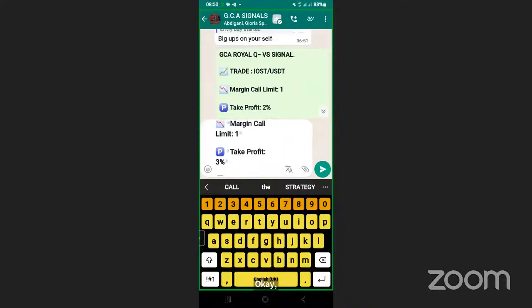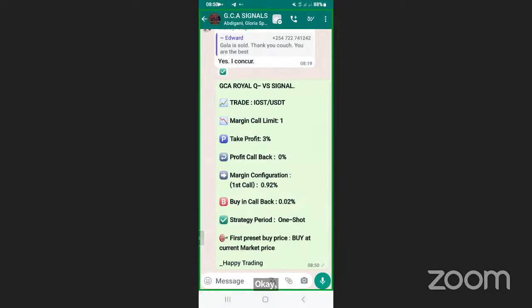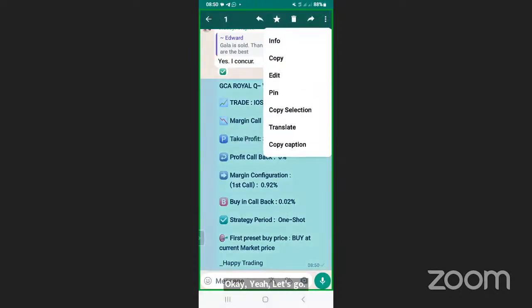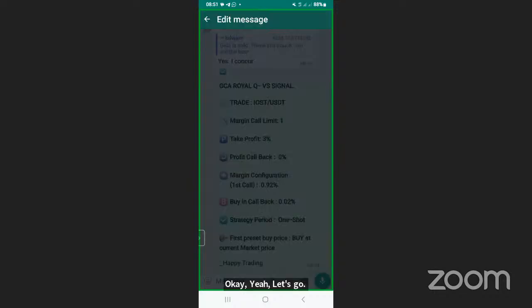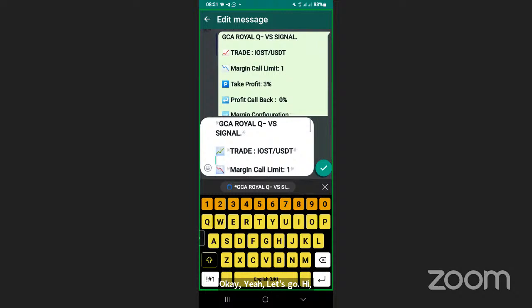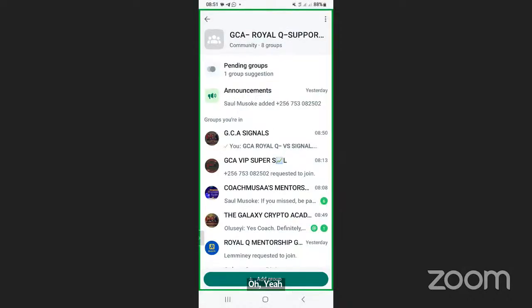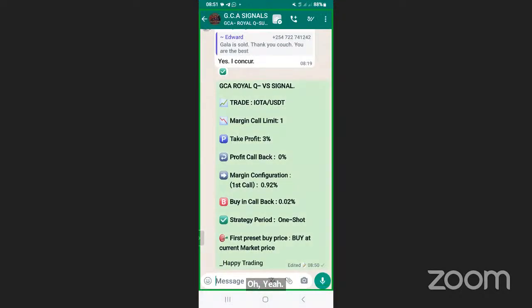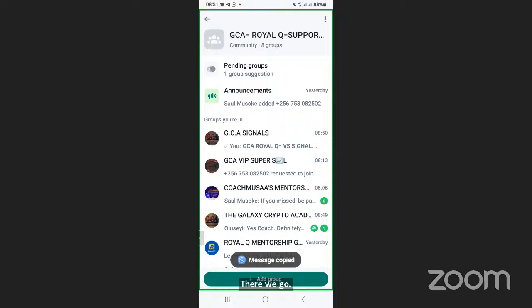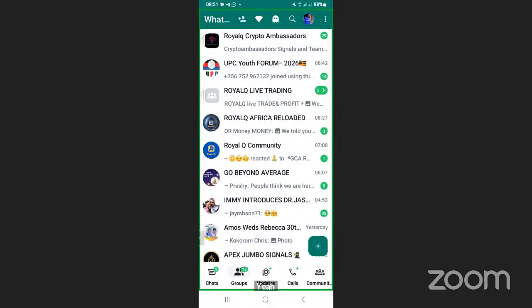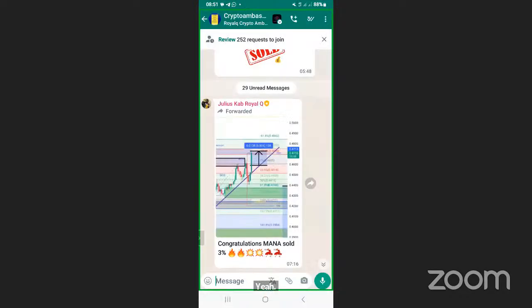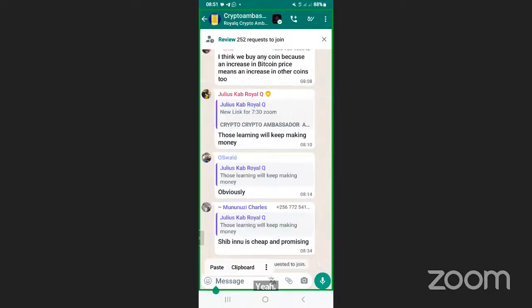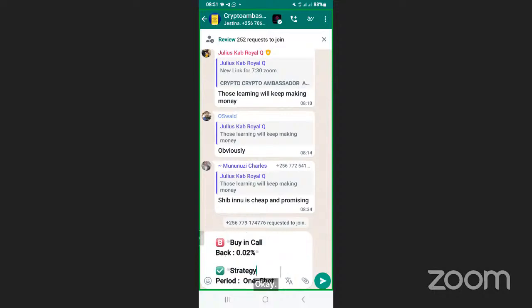Let's go. We're going for IOTA, not IOST. There we go. We give out to the other communities as well. Make some money here.